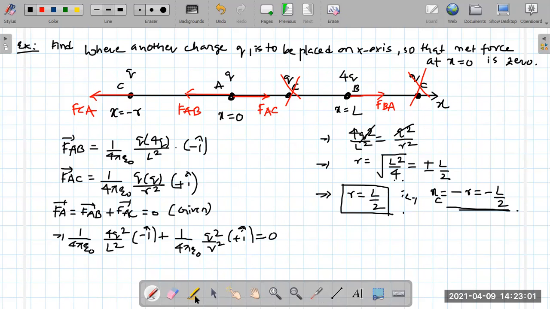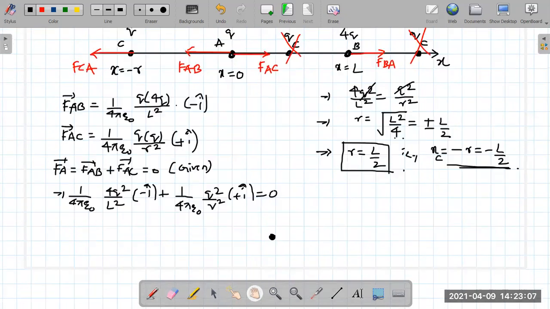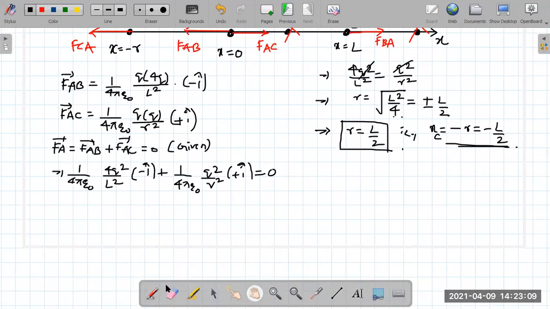Shall I give you a homework similar to this? Yes, sir. Right here itself. Homework question.